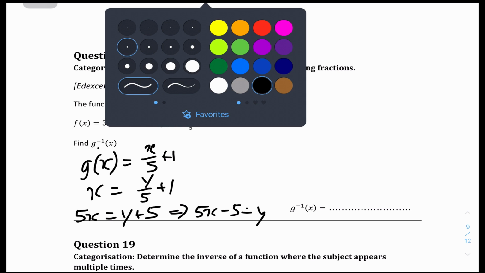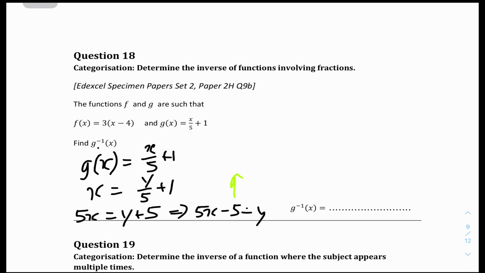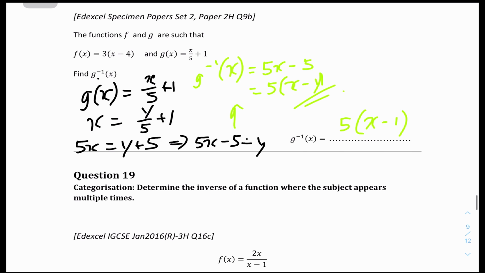So let's rewrite this with y as g inverse. So g inverse equals 5x minus 5. And you can simplify the 5 out to get 5 bracket x minus 1. And that's our answer. So g inverse is 5 bracket x minus 1.